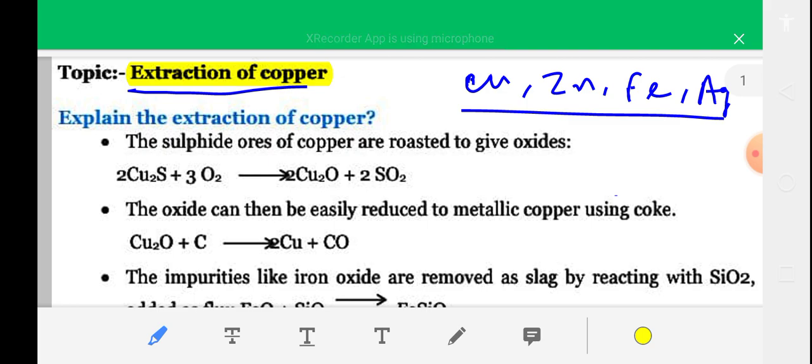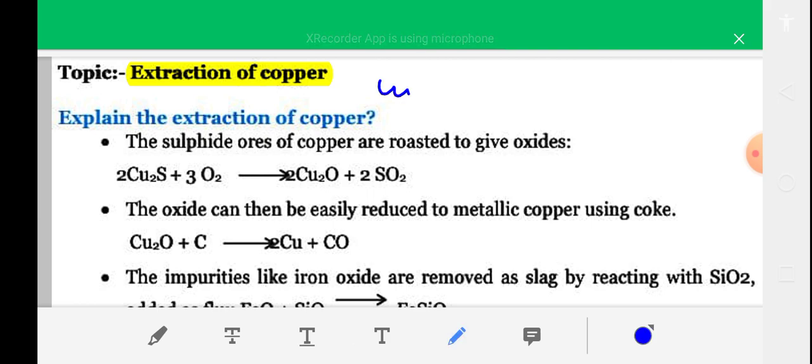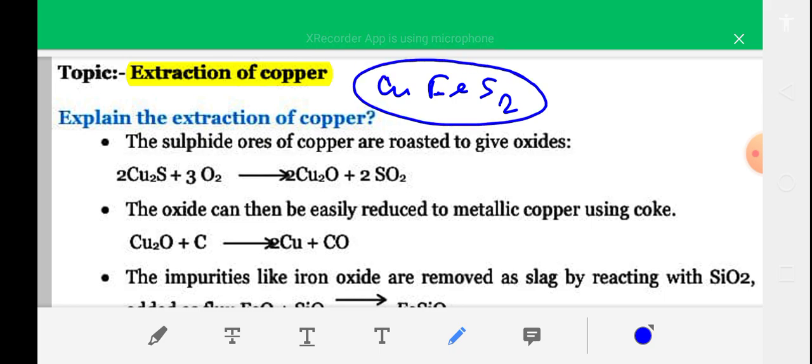The main ores of copper. The main ore of copper is copper pyrites, you know that, CuFeS2. Copper pyrites is the main ore of copper, and you can extract copper from these copper pyrites. Okay, so extraction of copper.